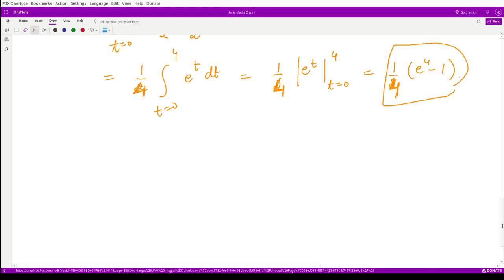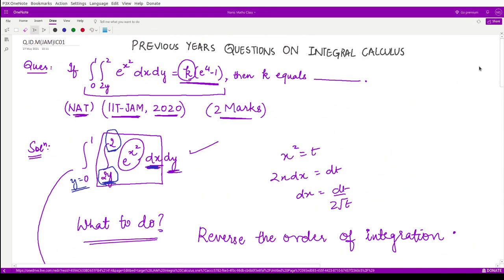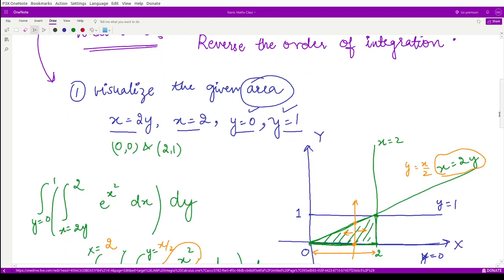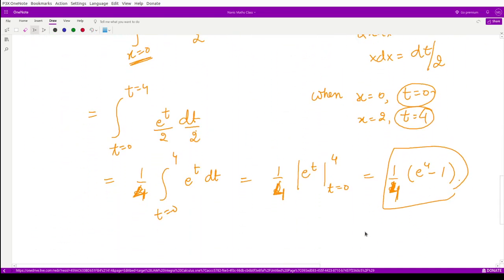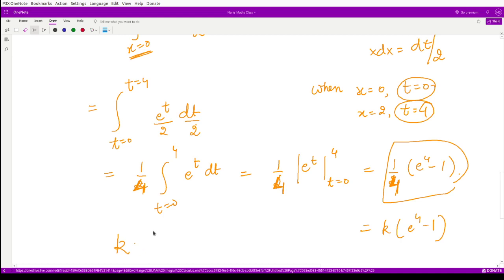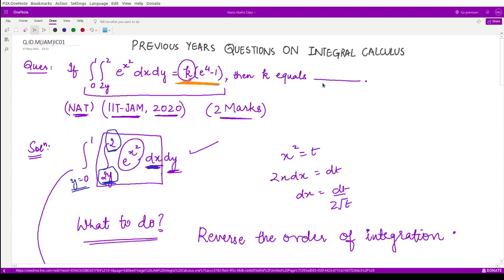And moreover, if you look at your question again, in the question they have given the answer as equal to k times e to the power 4 minus 1. So by looking at this value, we conclude that the value of k is 1 by 4, or in other words, because we are to write a numerical answer here, its value is 0.25. So here your answer is 0.25. So I hope you understood this question.